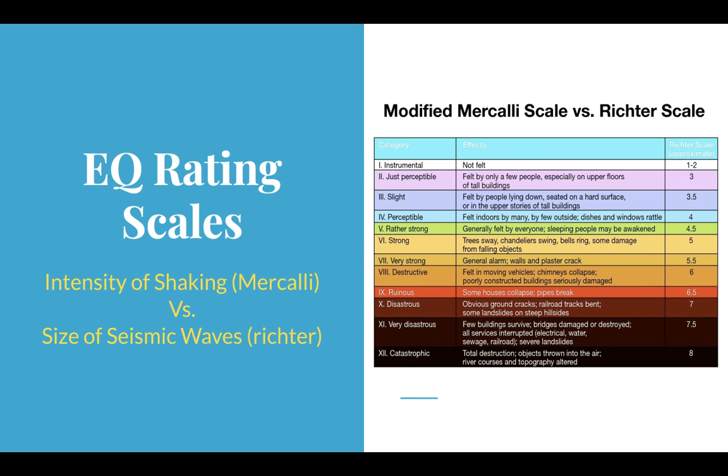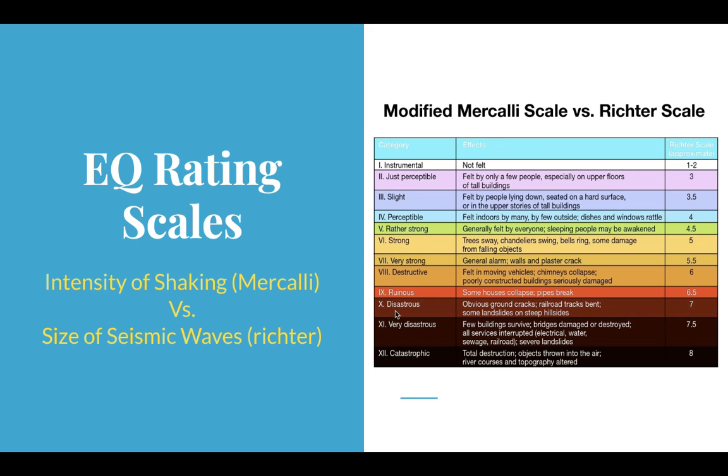How bad was the earthquake? Well, it was a 4.5. Oh, excuse me, big yawn. On the Richter scale, there's actually two scales we use for rating how bad an earthquake was.